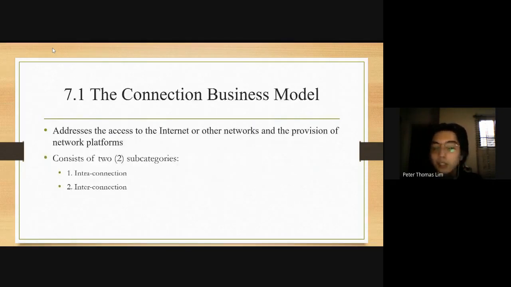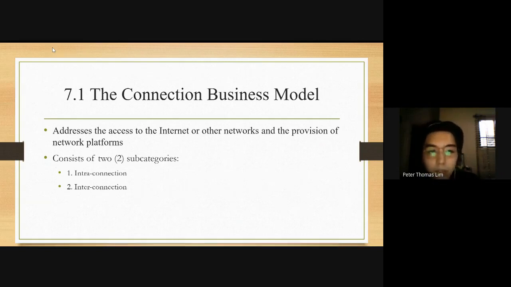So, as aforementioned, the connection business model addresses the access to the internet or other networks and the provision of network platforms. The services provided by the connection business model enable the interaction between actors in digital networks, which cannot be possible in the physical world due to high transaction and communication barriers. So this section indicated two subcategories of the connection business model, namely the intraconnection and the interconnection, also known as community.